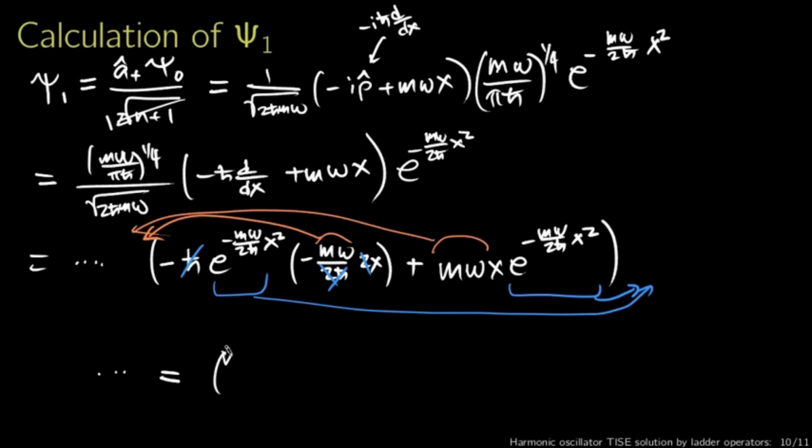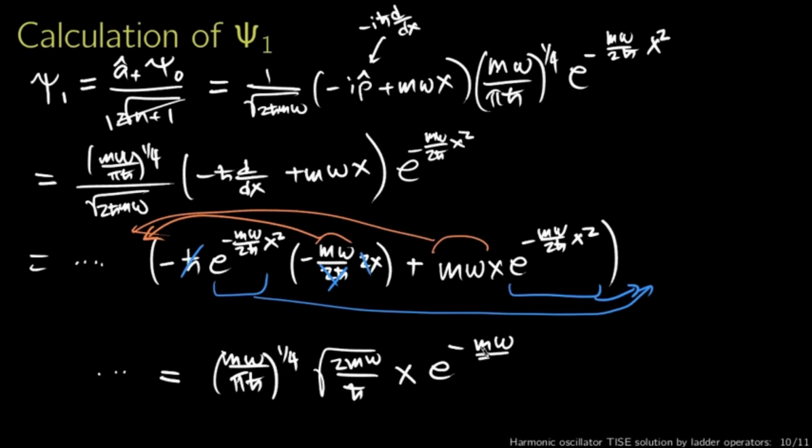What you end up with is m omega over pi h bar to the 1/4 power. There's not much we can do about that. Square root of 2 m omega over h bar x e to the minus m omega over 2 h bar x squared. Both of these terms had x in them, so these terms just add up, and this is what we end up with at the end. This is your expression for psi 1.